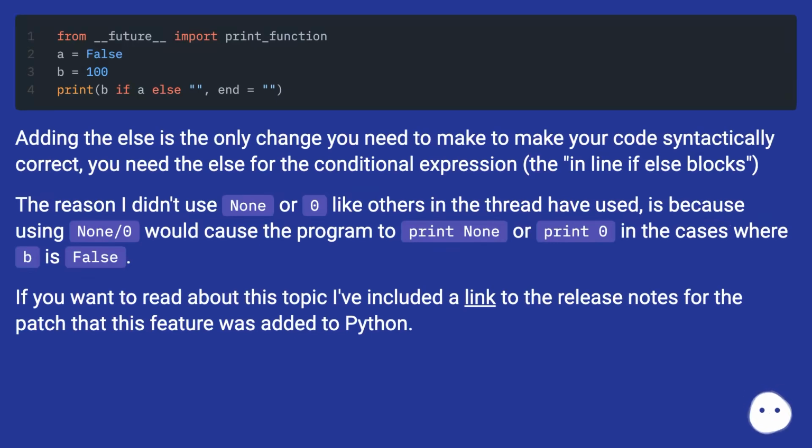You need the else for the conditional expression, the inline if-else blocks. The reason I didn't use None or zero like others in the thread have used, is because using None or zero would cause the program to print None or print zero in the cases where b is false. If you want to read about this topic, I've included a link to the release notes for the patch that added this feature to Python.